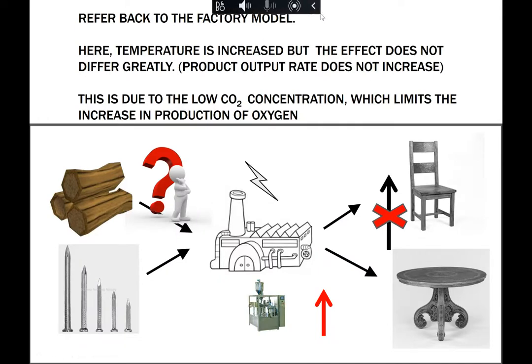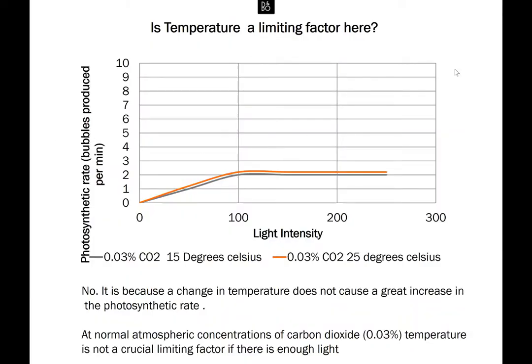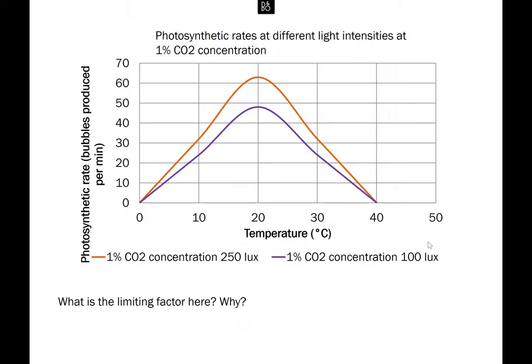Now, back to the factory model. As I increase my temperature over here, for example to 25 degrees Celsius, but because of the low carbon dioxide concentration, the wood, I will not be able to produce more chairs and tables. So depending on the type of graph that you're given, you need to analyze the graph carefully to see which one is a limiting factor. Now, I'll continue to give you more examples over here.